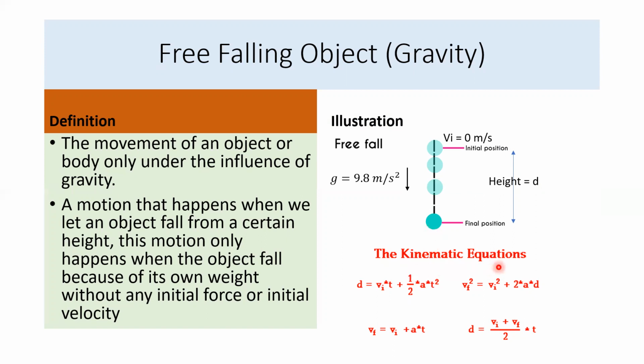That is why I put the kinematic equations here. d equals vi times t plus 1 over 2 a t squared. vf squared equals vi squared plus 2 times a times d, where d is the height of the object. vf equals vi plus at, and d equals (vi plus vf) divided by 2 times t. The condition for free falling is that there is no initial velocity or speed of the object, meaning the object starts from rest and moves down to the center of gravity.